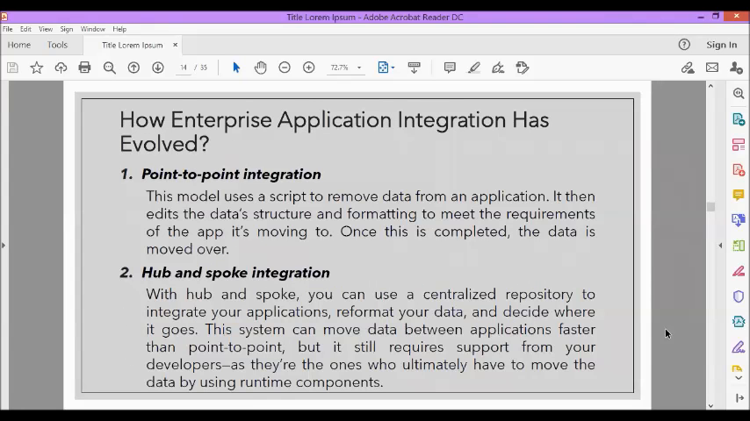So to better understand enterprise application integration, we can look at how it's changed over time. Here are the 5 key stages of its journey. The first one is point-to-point integration. This model uses a script to remove data from an application. It then edits the data structure and formatting to meet the requirements of the app it's moving to. Once this is completed, the data is moved over.